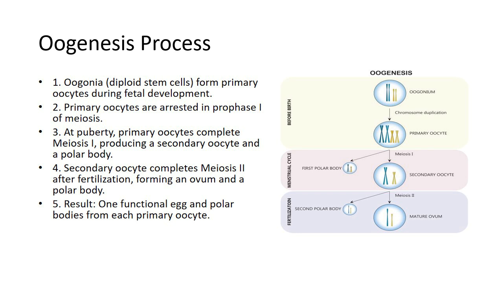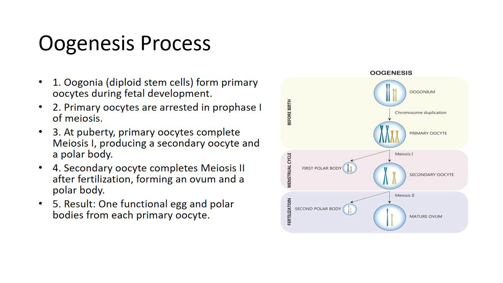At puberty, hormonal changes initiate the resumption of meiosis in one or more primary oocytes during each menstrual cycle. The primary oocyte completes meiosis 1, resulting in 2 cells: a secondary oocyte, haploid, with most of the cytoplasm, and a small polar body, haploid, which usually degenerates.